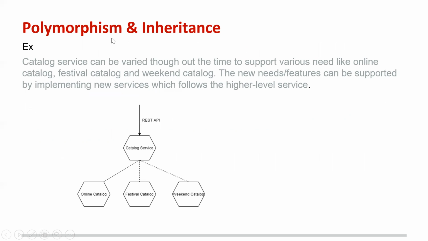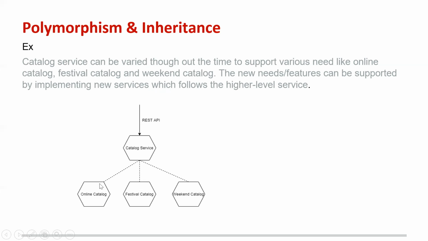So if you take an example for a microservice, consider this catalog service. At present, the catalog service is showing some menu items. It can be the regular menu item. Suppose in the future, the client would like to add other kinds of catalogs, like a separate catalog for online, some catalog for festivals, and some catalogs which are available only for the weekend.